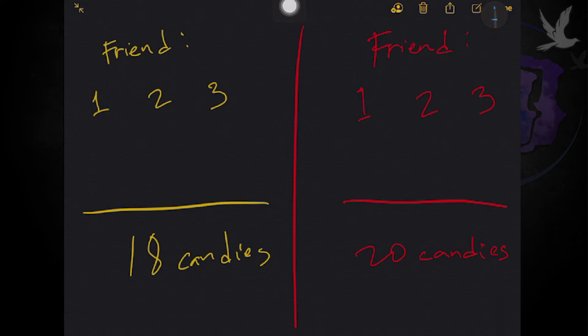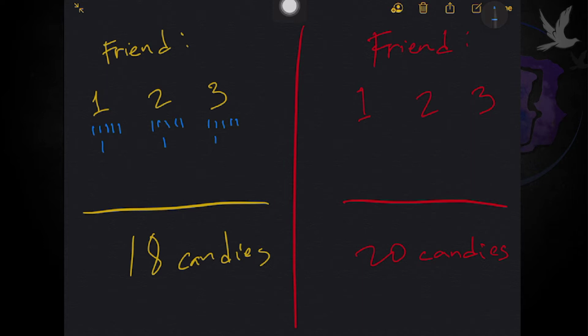Okay, so we have 1, 2, 3, 4, 5, 6, 7, 8, 9, 10, 11, 12, 13, 14, 15, 16, 17, 18. Okay, if you notice, we were able to distribute the equal amount of candies to each friend.